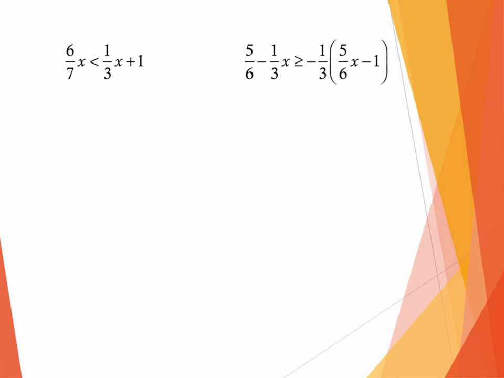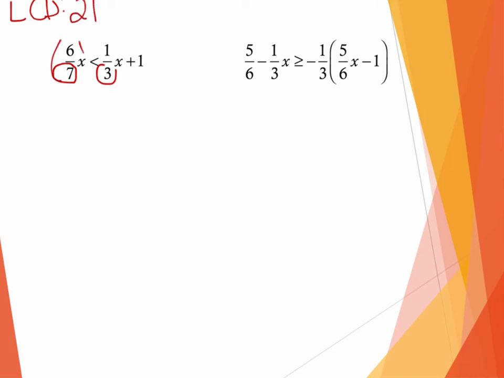In these next two examples, you see that I have some fractions. If we remember our rules for solving linear equations, we try to get rid of the fractions. It just makes the problem a little bit easier to work with. So here I have 6/7 x is less than 1/3 x plus 1. We look at our denominators and try to find a common value. This is actually pretty easy since 7 and 3 are both prime numbers. We would just multiply them together to get the LCD. So my LCD for this first example here on the left is going to be 21.